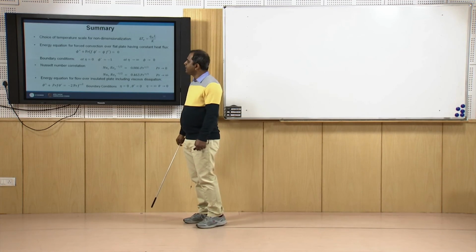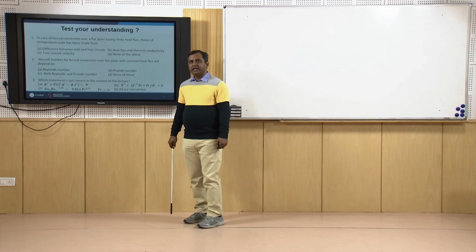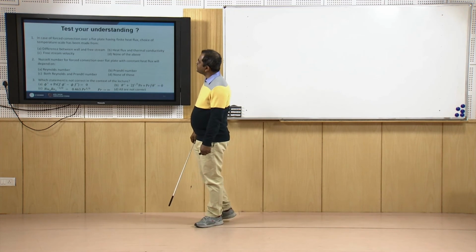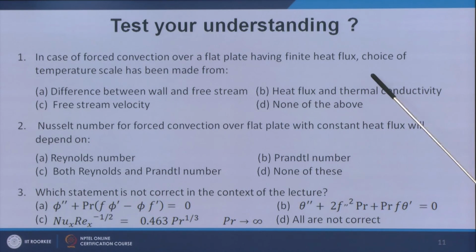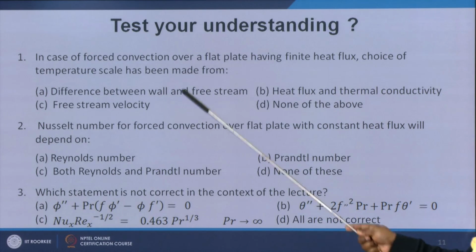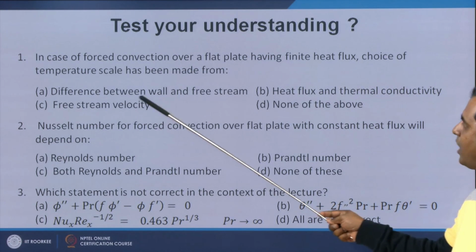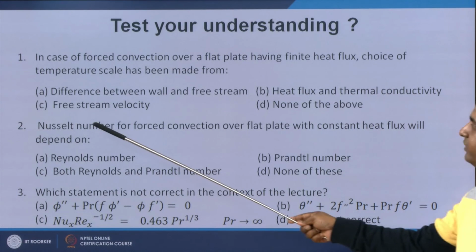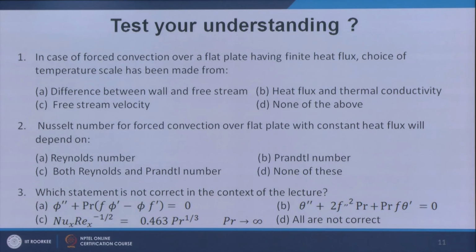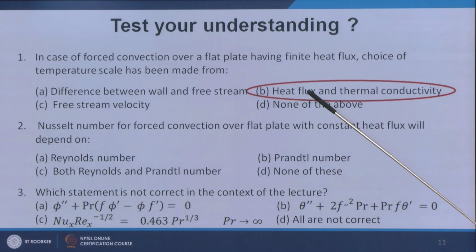Let me also test your understanding at the end of this lecture. We have 3 questions. In case of forced convection over a flat plate having finite heat flux, the choice of temperature scale has been made from. So the choice of temperature scale is very important. We have 4 options: difference between wall and free stream; heat flux and thermal conductivity; free stream velocity; and none of the above, we take some other temperature scaling. Obviously you have understood, because this was the prime thing in your lecture. So the correct answer is from QW and K. QWL by K we have taken.